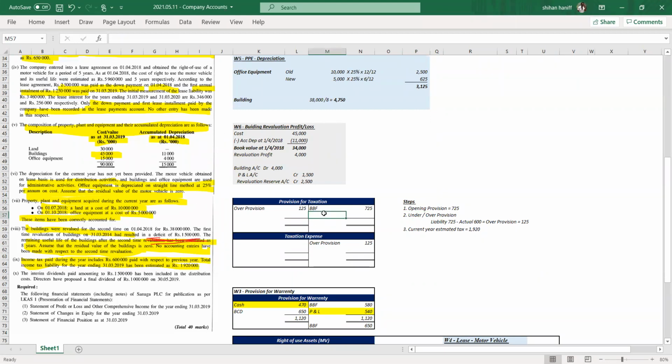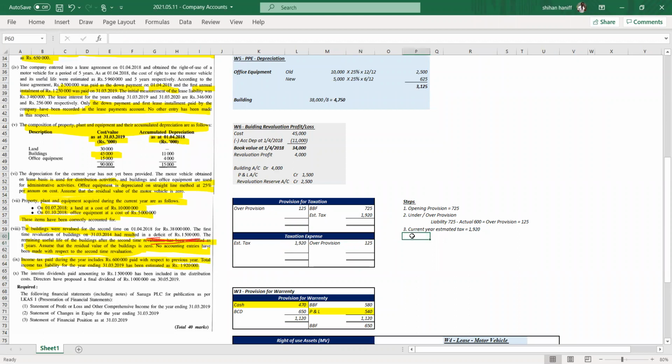So the double entry will be: payable account credit, estimated 1,920. Liability account, provision account credit, expense account debit 1,920. So here what we have done is, from the expense, 125 was over provision. 125 was already provided in the previous year. Therefore, that was deducted from the current year expense.